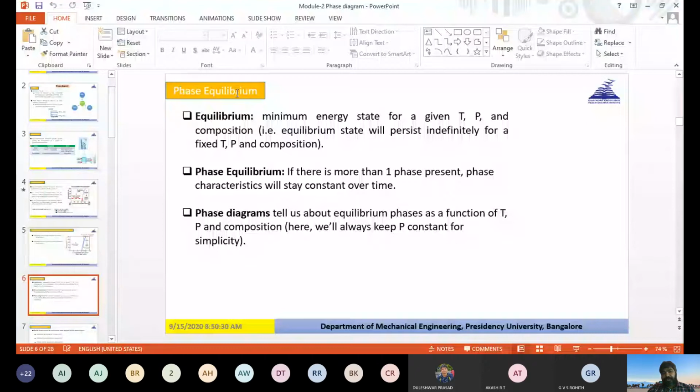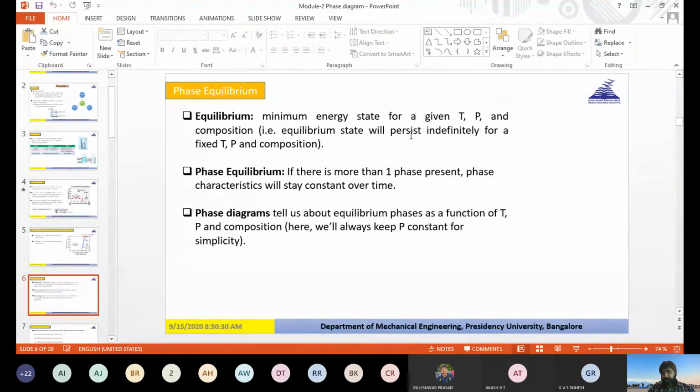Now we will see what is the phase equilibrium. This equilibrium concept is very important to understand because all these phase diagrams, when we draw, are nothing but the equilibrium phase diagram. So first we will understand what is equilibrium. The minimum energy state of a system for a given temperature, pressure and composition is nothing but the equilibrium.